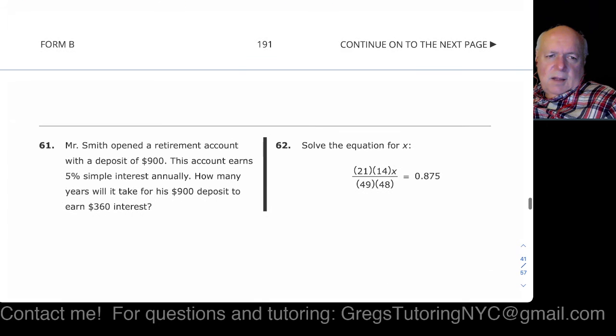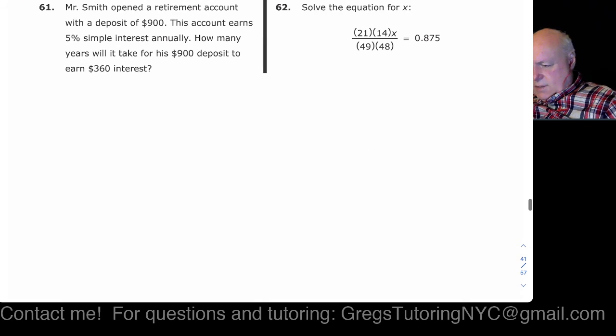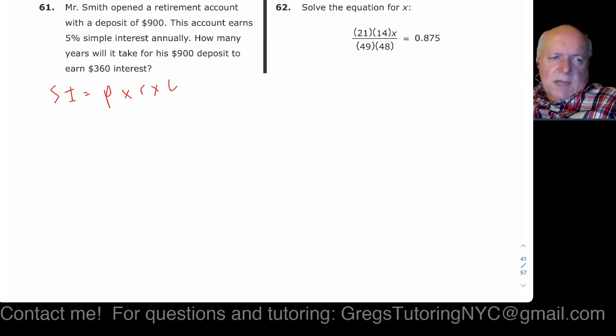Okay, the video just before this, I also did simple interest. So if you remember, simple interest was equal to the principal times the rate times the time. So Mr. Smith opened a retirement account with a deposit of $900. That's the principal. The account earns 5%. So that's the rate. 5 over 100. Okay. Simple interest. It's not compound interest. How many years will it take for his $900 deposit to earn $360?